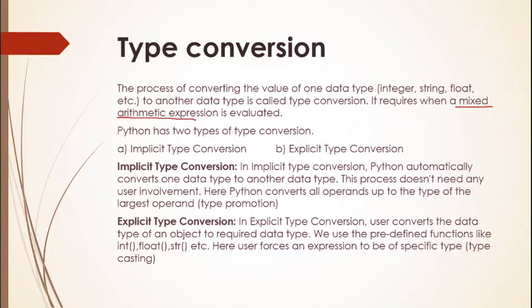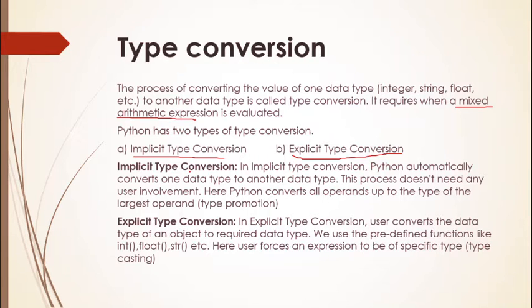The process of converting the value of one data type, integer, string, float, etc., to another data type is called type conversion. Okay, it is required when a mixed arithmetic expression is evaluated. If the same type of data is there, there is no requirement of type conversion. But when we put mixed operators, mixed values, mixed data types, then this type conversion is required. Okay, there are two types of type conversion. First is implicit type conversion, and the second one is explicit type conversion.